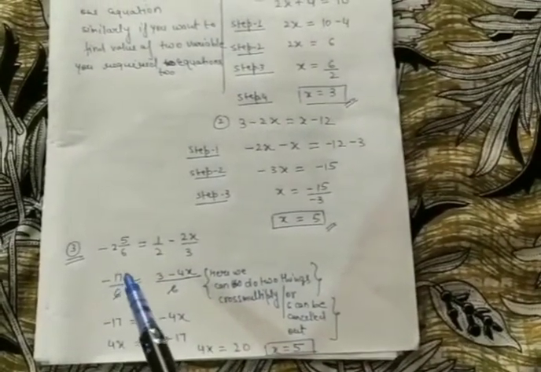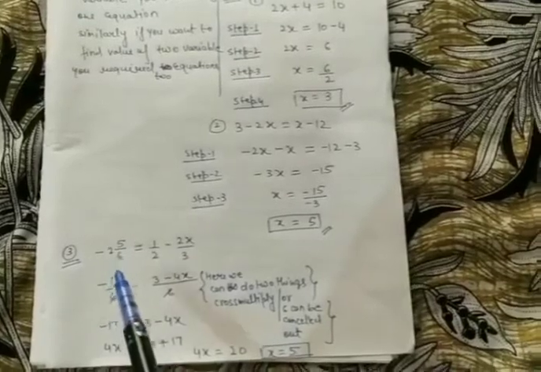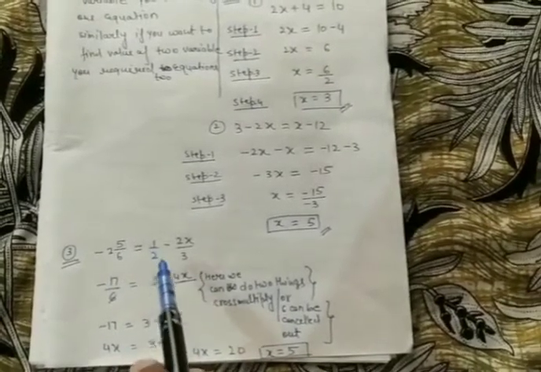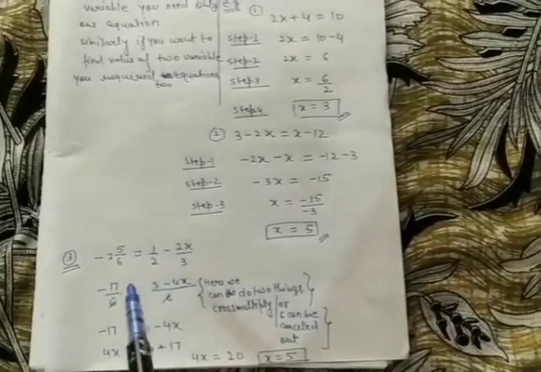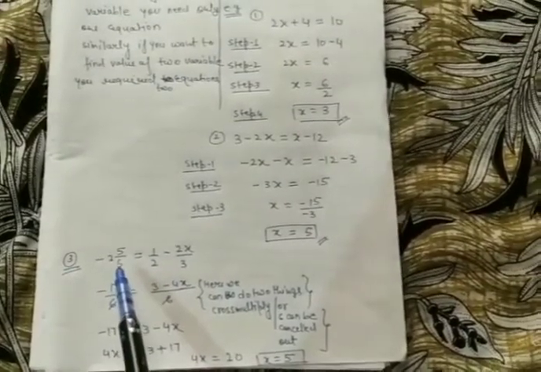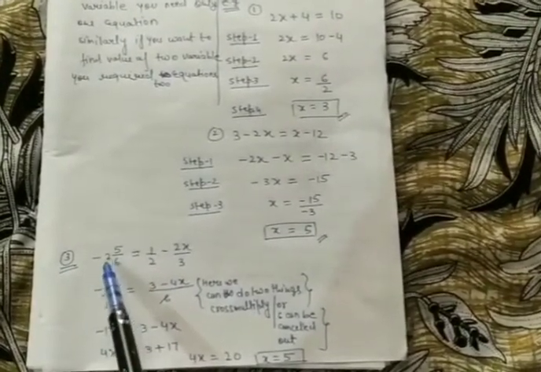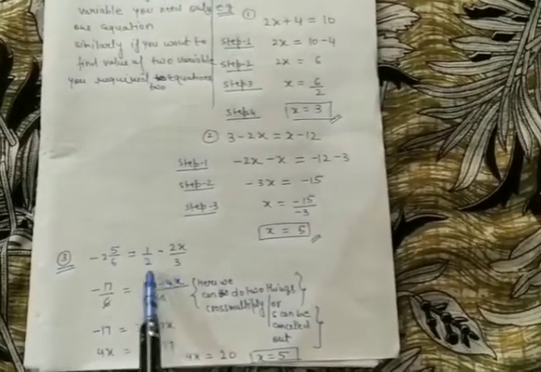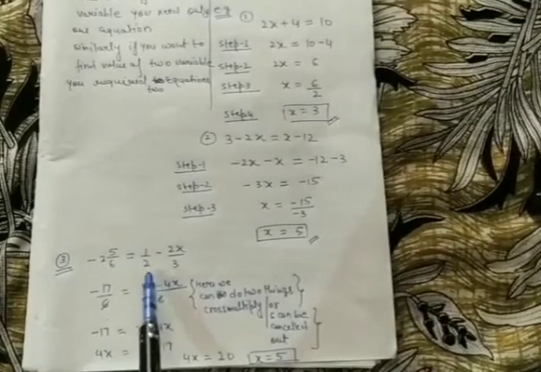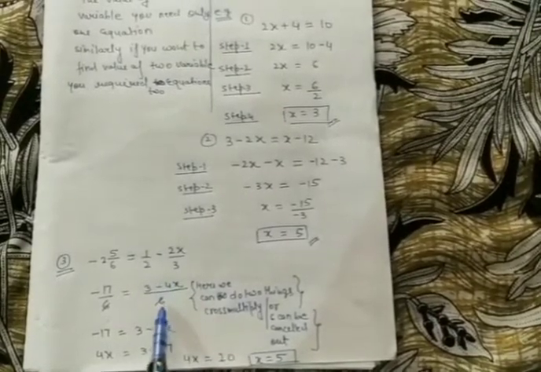Example number 3. Let us suppose -2 5/6 = 1/2 - 2x/3. So how can we solve this equation? This is a mixed fraction. First we need to change it into an improper fraction. So 6 2s are 12, 12 + 5 = 17, so -17/6 is equal to, here we have taken the LCM of 2 and 3. The LCM of 2 and 3 is 6.